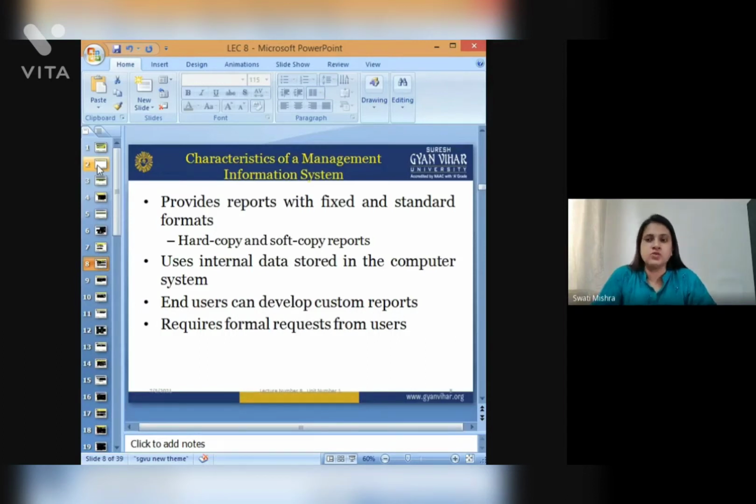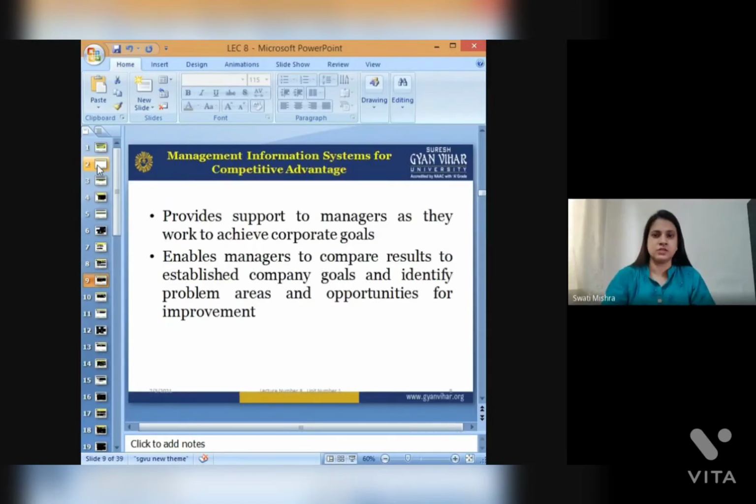Then the end users can develop any kind of customized reports from the management information systems data or the output. And of course, it requires formal requests from the users as to what kind of data is required, and from that you can actually lure out the data as per the needs of the situation.